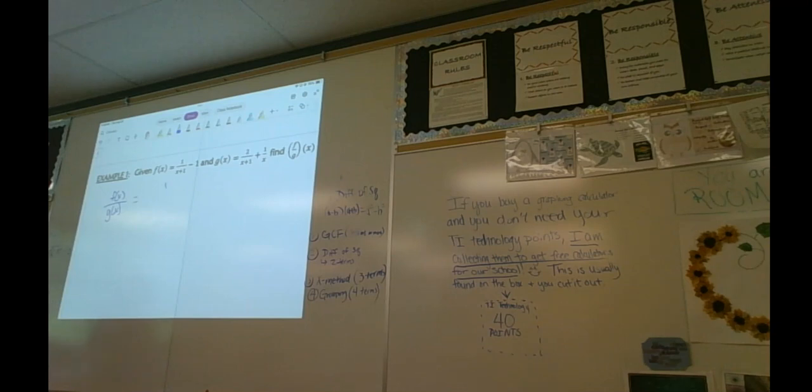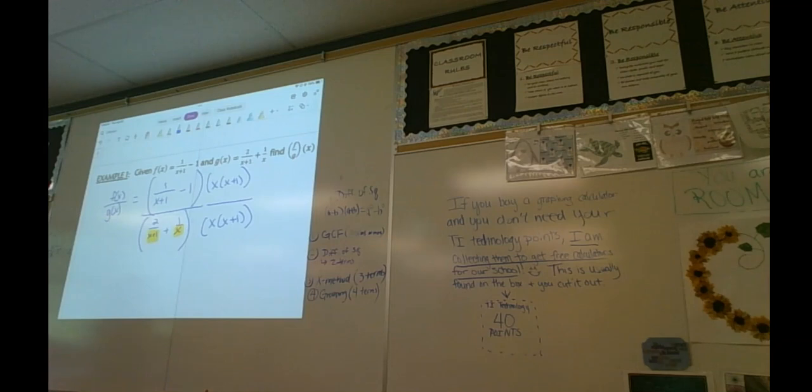Here we go. 1 over x plus 1 minus 1, all over 2 over x plus 1 plus 1 over x. What do I have to multiply by? In other words, what are my complex denominators here? x and x plus 1. There's two x plus 1s, but multiplying by one of them will take care of it all. So I multiply by x times x plus 1 all over x times x plus 1.